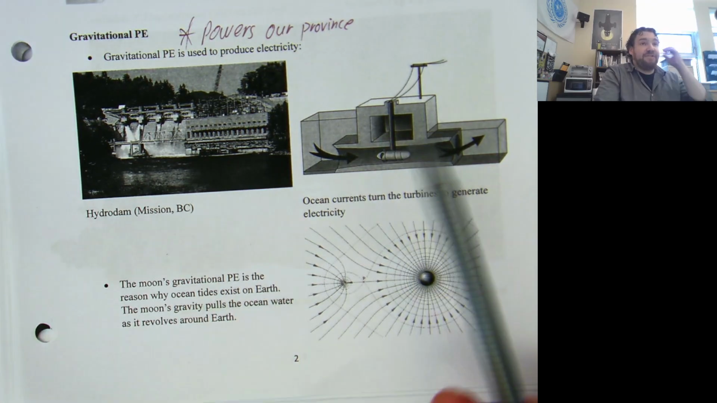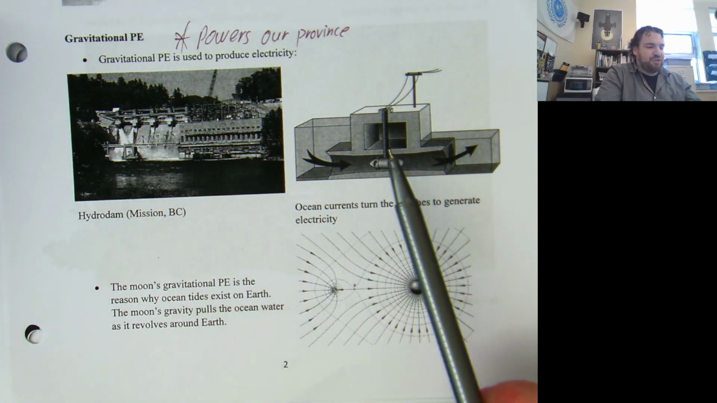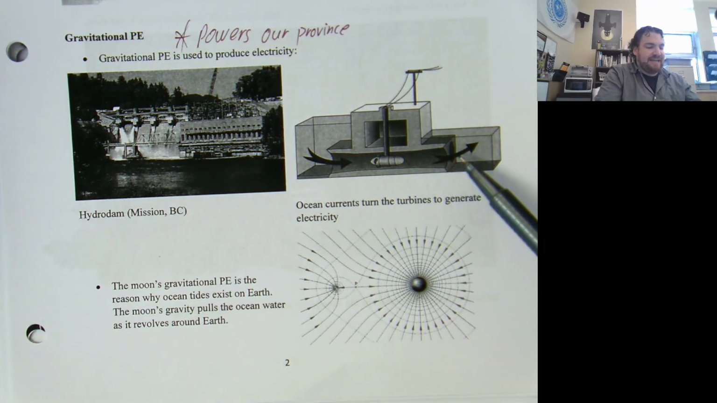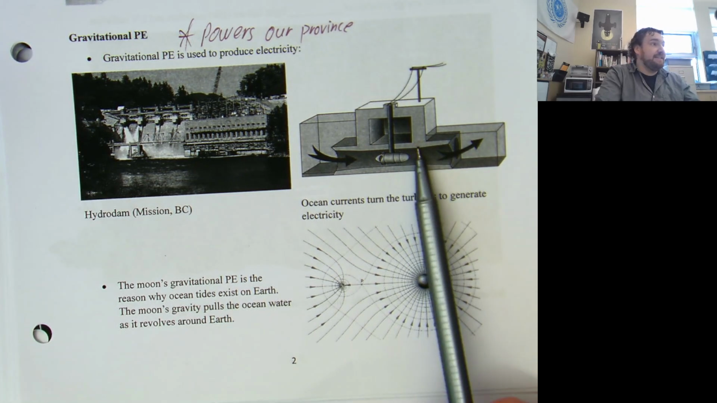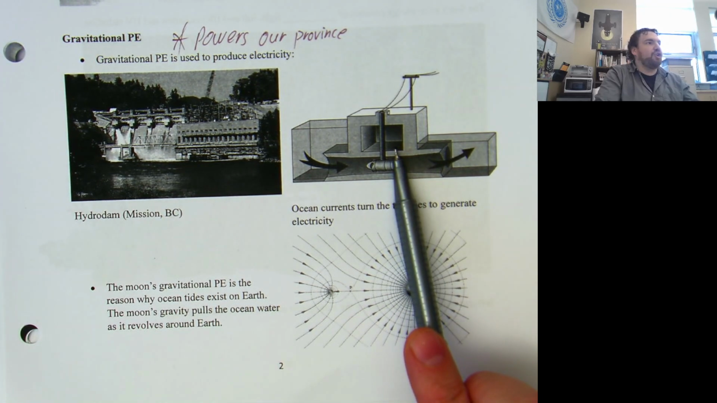Another way that gravitational potential energy powers our province is through something like this. This is a tidal generator. We don't use this a ton off BC, but we do a little bit. The really big place that this gets used, also in Canada, does anyone know where the world's largest tides are located? Definitely not White Rock. It's in Canada. The world's largest tides are located in Canada.